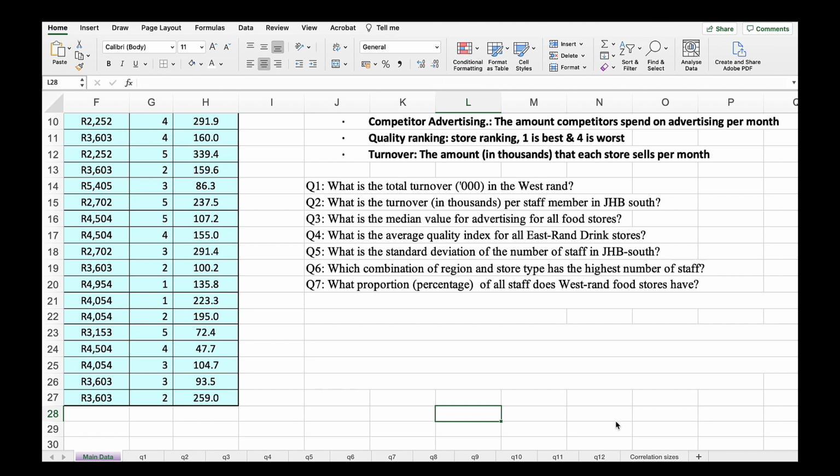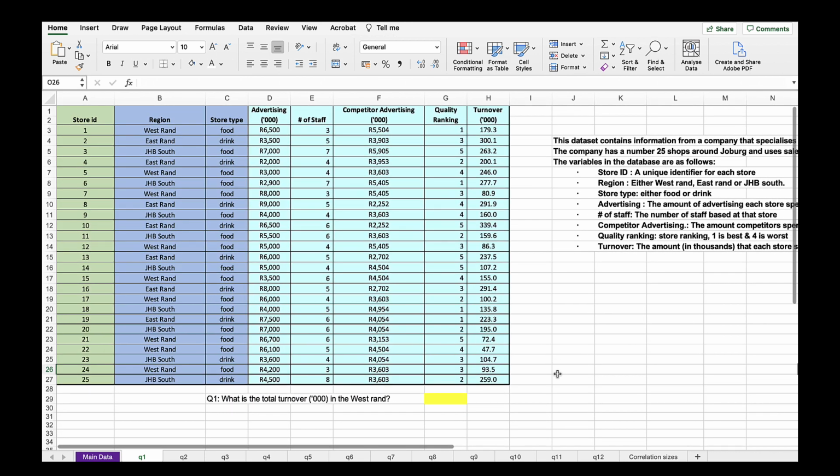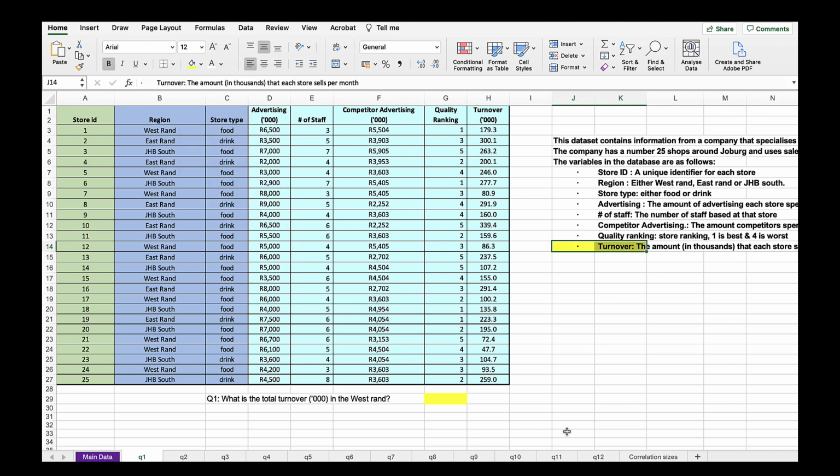So let's look at the first one, question 1. What is the total turnover in the West Rand? What I'm doing is looking at this whole data set and looking at the turnover in the West Rand. So I'm going to say turnover, and I'm going to highlight turnover in yellow. That's one of the things we're looking at. What else are we looking at? In the West Rand. The West Rand is one of the regions. So I'm going to highlight the region as well.